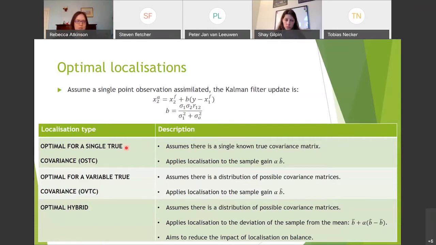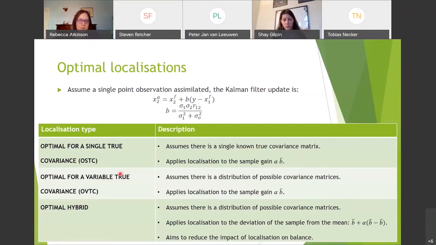So in the first case, we assume that there's a single true covariance matrix. I call this OSTC, for a single true covariance matrix, and apply the localization directly to the sample gain. In most cases, there isn't a single known covariance matrix, and if anything, the reason ensembles are used is because we can't know the true covariance matrix in detail.